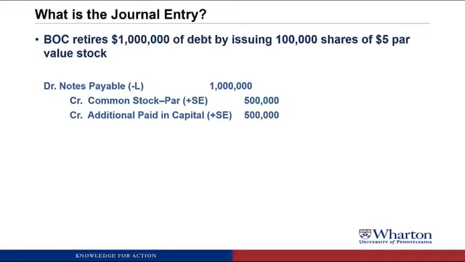So common stock at par goes up by the par value. So we credit common stock to make the stockholders' equity go up for $500,000, which is 100,000 shares times $5 par value. Then we credit additional paid-in capital to make that stockholders' equity account increase. And we know the amount has to be $500,000 because we know our debits have to equal our credits.